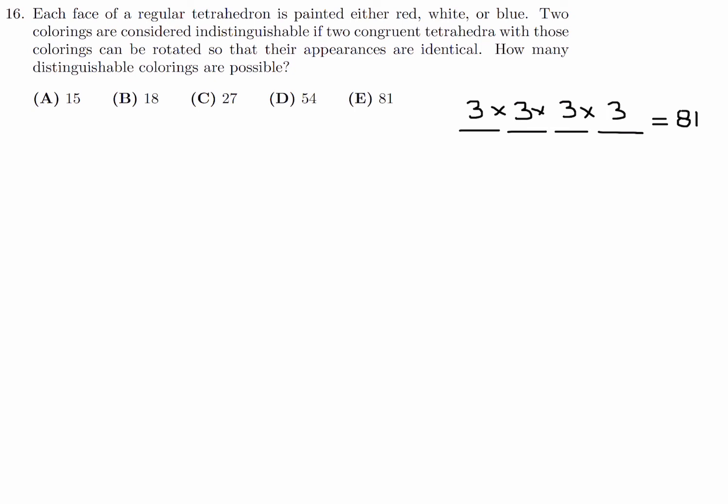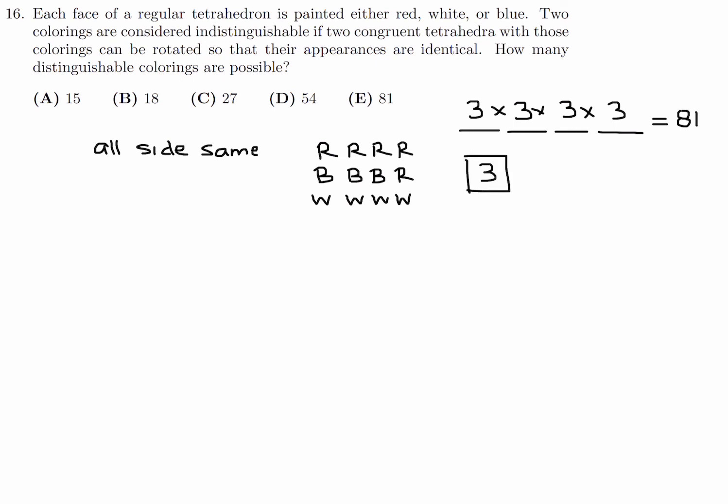That's fine, we can look at this by casework. If all the sides are the same, then that means we have either red, red, red, red, blue, blue, blue, blue, like that, or all white. And if these are the scenarios, we have 3 possible ways of doing that. Okay? The next is if you have 3 sides the same and 1 different color. So for example, you have red, red, red, and then say blue, and then red, red, red, white.